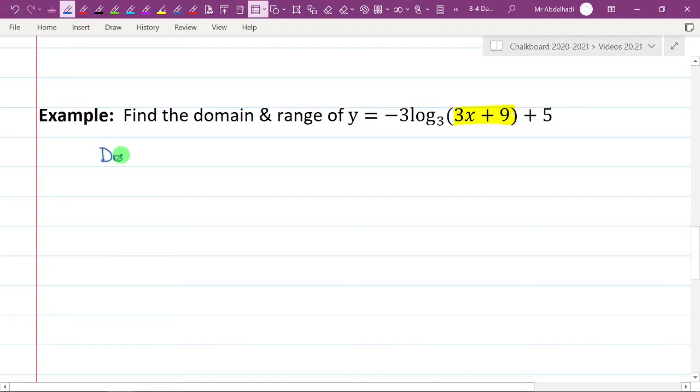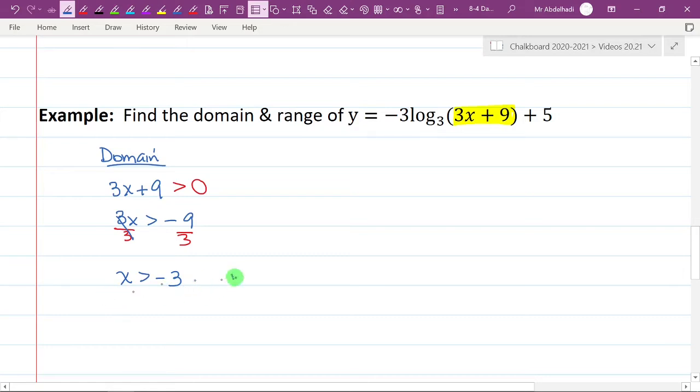So the domain is what you get when you take 3x plus 9, the argument of the logarithm, and set it greater than, but not equal to 0. So we'll subtract 9 from both sides, and we'll get this. We'll divide both sides by positive 3, right? And we get x is greater than negative 3.